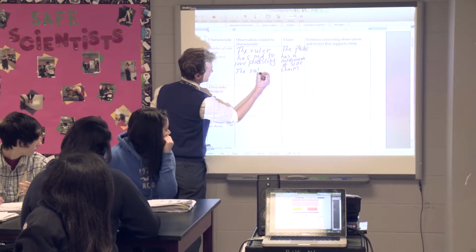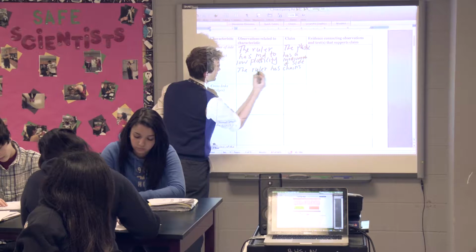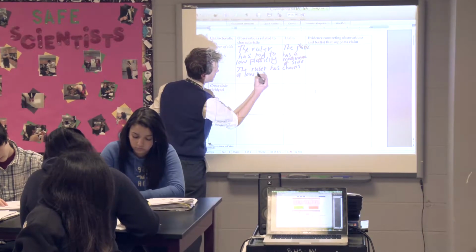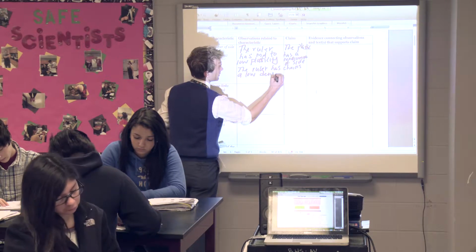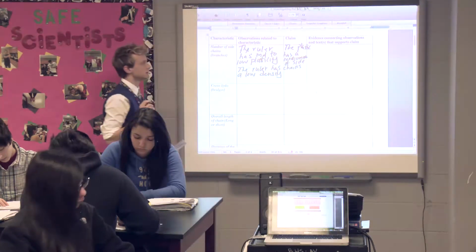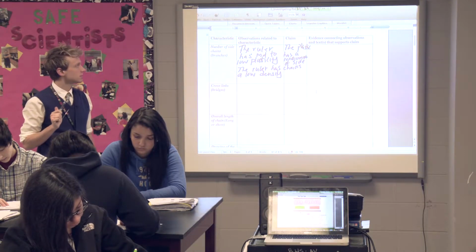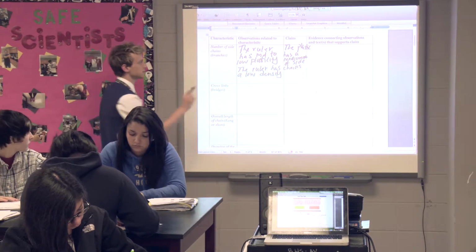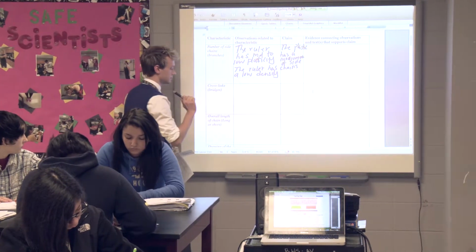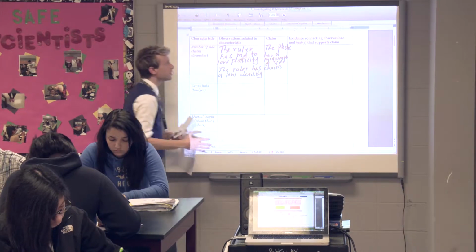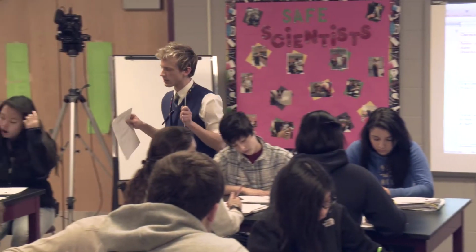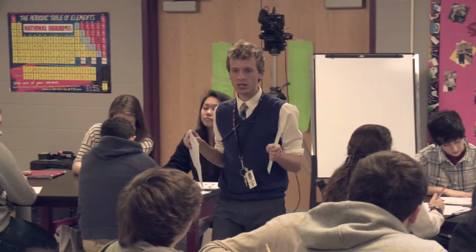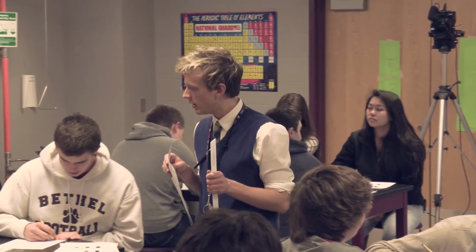The ruler has a relatively low density. So that confirms, that goes along with this claim. The data still complements each other. We don't have contradictory data, okay?